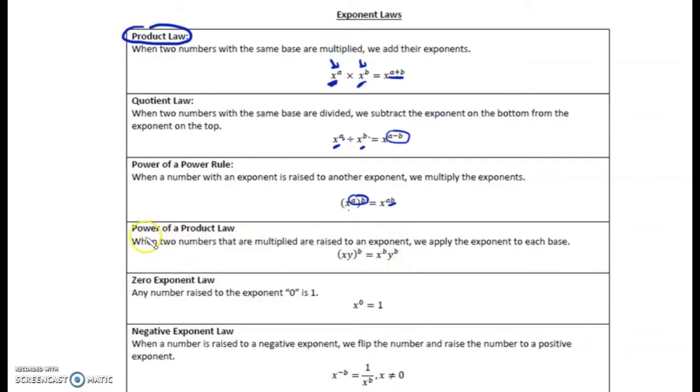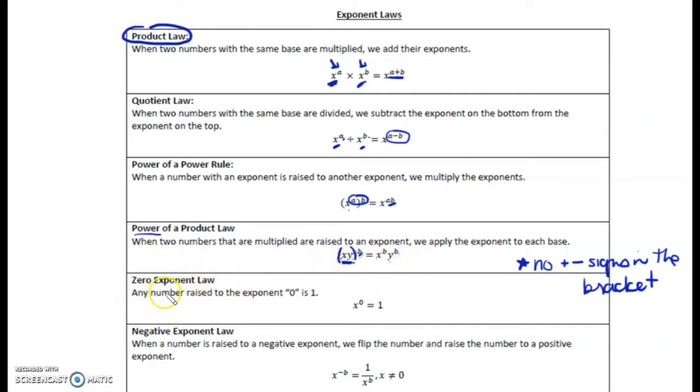Okay, power of a product law. This is when, for example, we have two numbers inside of a bracket and they're raised to some exponent, in this case b. This exponent b applies to each number individually. So x to the b, y to the b. Just notice there are no addition or subtraction signs in the bracket. So the number in the bracket is a monomial. It's not a binomial or a trinomial, it's just one number. It has to be multiplied in the bracket.